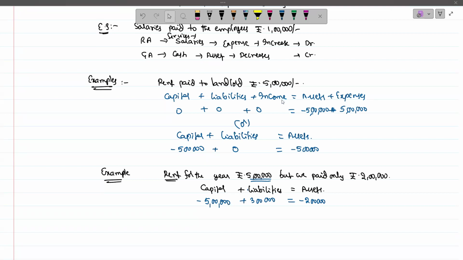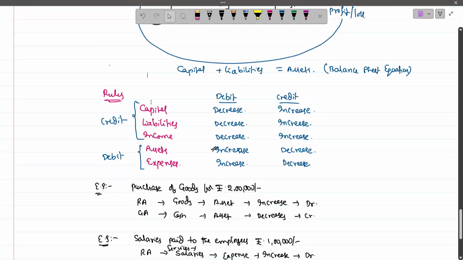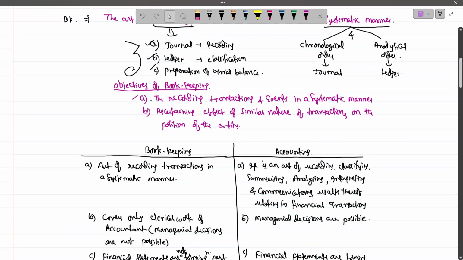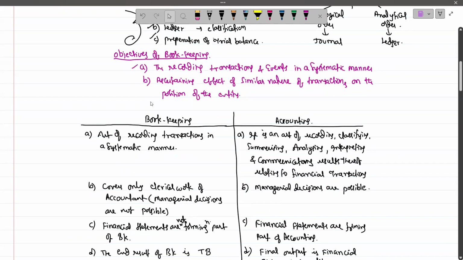Hi students. So in the previous class we discussed what is meant by bookkeeping, types of bookkeeping, and the differences between bookkeeping and accounting. General bookkeeping is nothing but the process of recording the transactions and events in a systematic manner, and it covers recording, classification and the preparation of the trial balance. Those three are covered in the definition of bookkeeping.